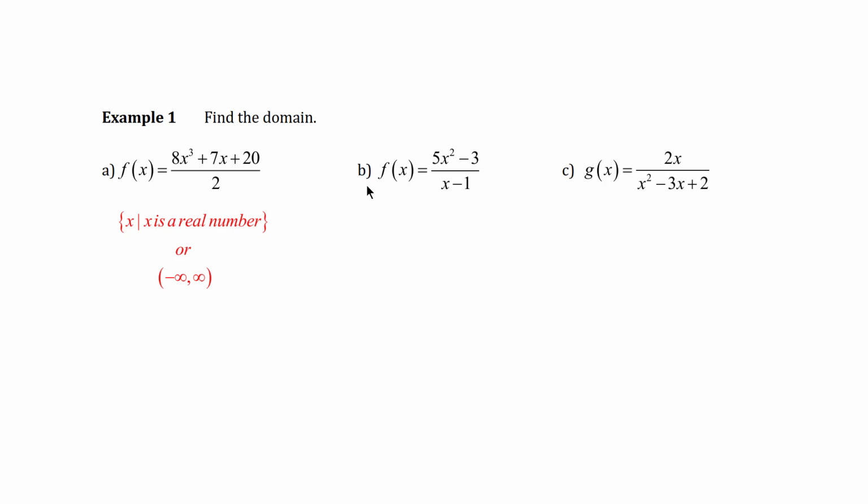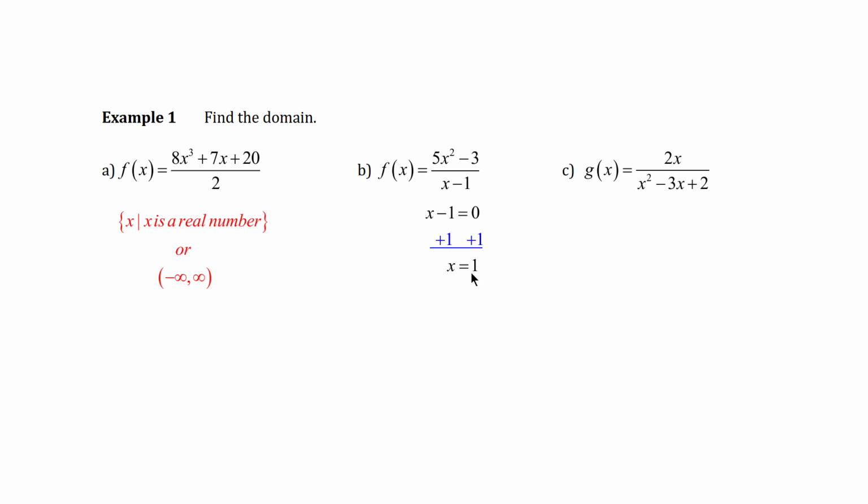Moving on to part B, we have the function f of x equals 5x squared minus 3 divided by x minus 1. To find the domain of this function, we just look at the polynomial in the denominator. We have x minus 1 in the denominator. We want to figure out what x values would make the denominator 0. So we take x minus 1 and set it equal to 0. When we solve for x, we just add 1 to both sides of the equation. We get x is equal to 1. This means that we cannot use the value of 1 because it results in 0 in the denominator.